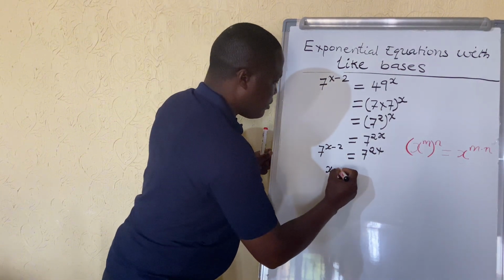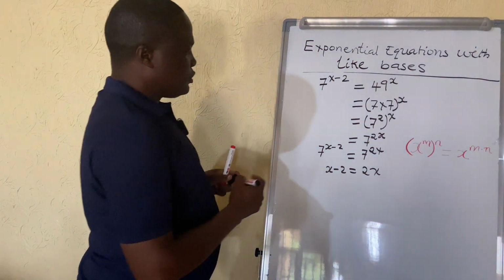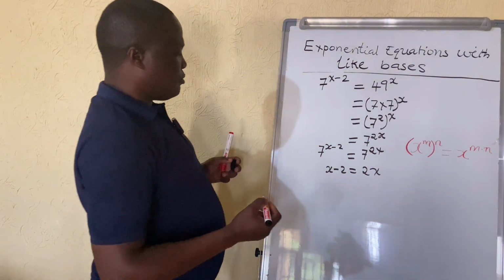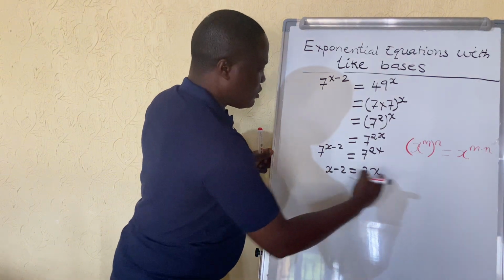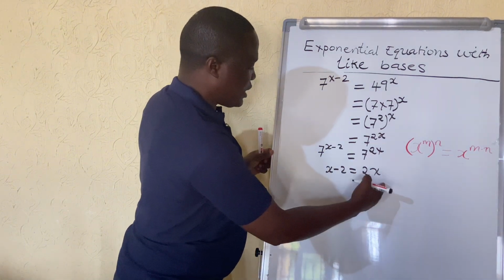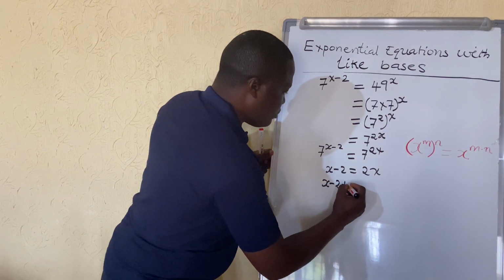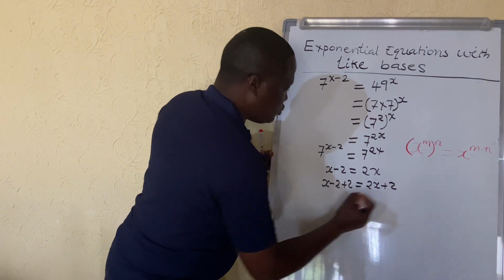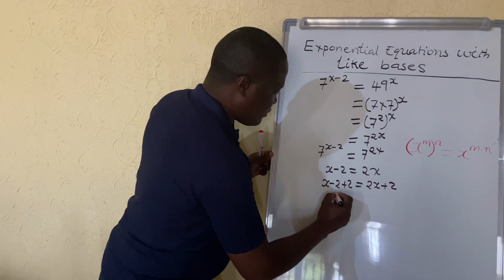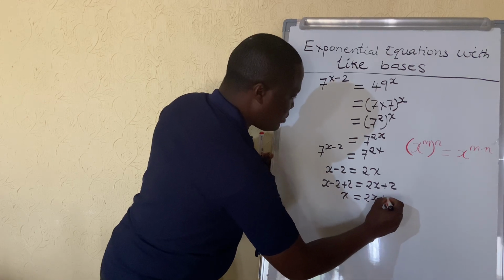So x minus 2 is equal to 2x. We make x the subject, bringing like terms together. So we first do this by adding 2 on both sides of the equation. So we have that x minus 2 plus 2 equals 2x plus 2. And so we have that x equals 2x plus 2.